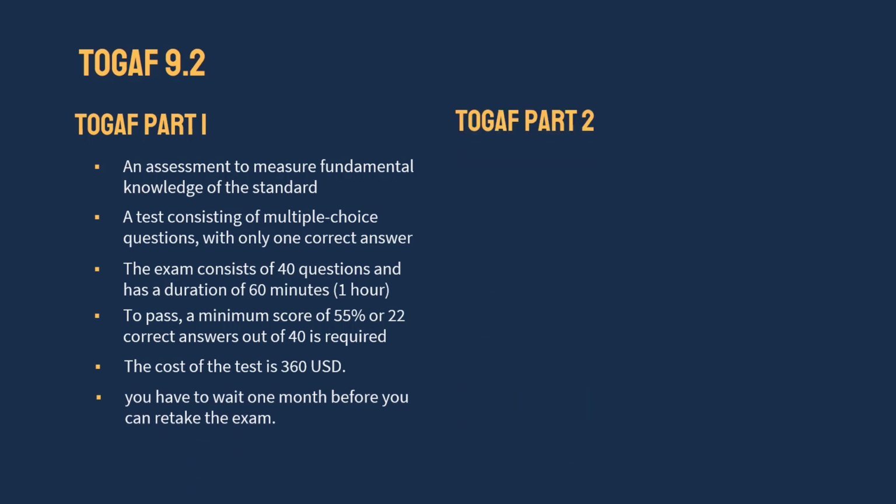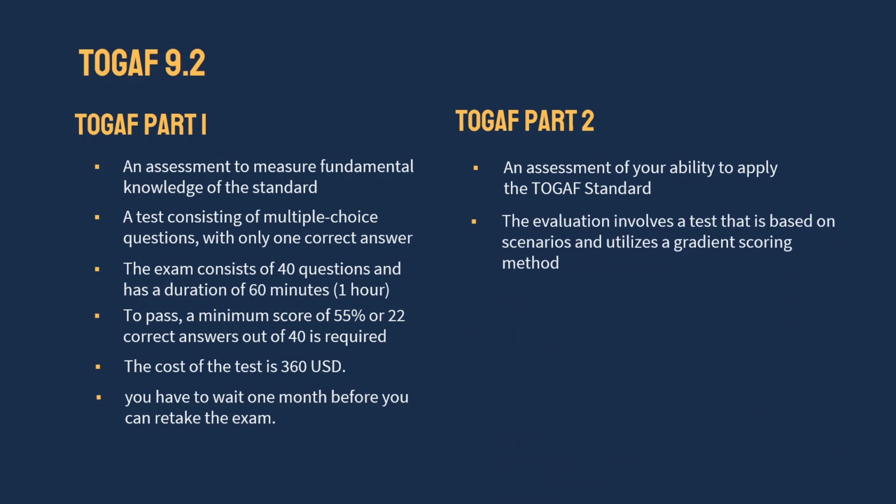Part 2. 1. The exam is an assessment of your ability to apply the TOGAF standard. 2. The evaluation involves a test that is based on scenarios and utilizes a gradient scoring method. Gradient scoring means that you are given points for answers that are closer to the correct answer. For example, if there is a question with a correct answer worth 5 points and you choose an answer that is closer to the correct one, you may be given 3 points. This is what is meant by gradient scoring.